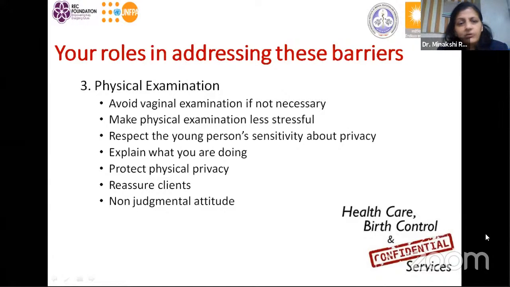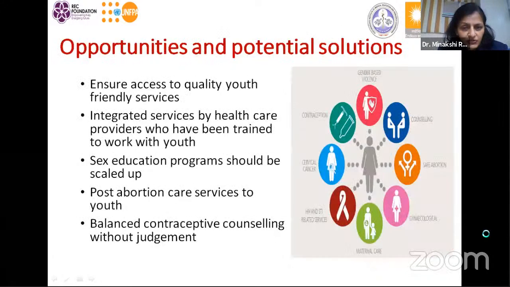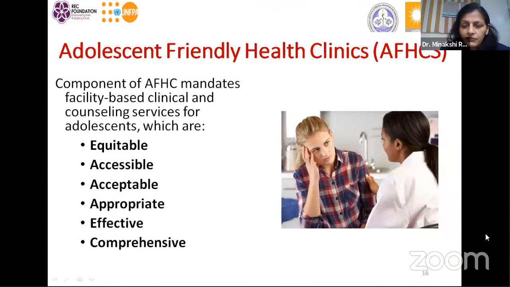So these are basically the potential solutions and opportunities we can have to provide youth-friendly services. And as we discussed already, we should try to have integrated services, and we should try to have providers who have training to work with the youth. Sex education programs we should try to scale up. Post-abortion care services should also be scaled up, and balanced contraceptive counseling should be available to them without any judgmental attitude.